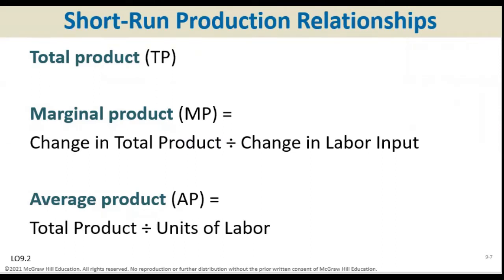While the average product, noted here as AP, is the output per unit of labor, right? The output produced per unit of labor.